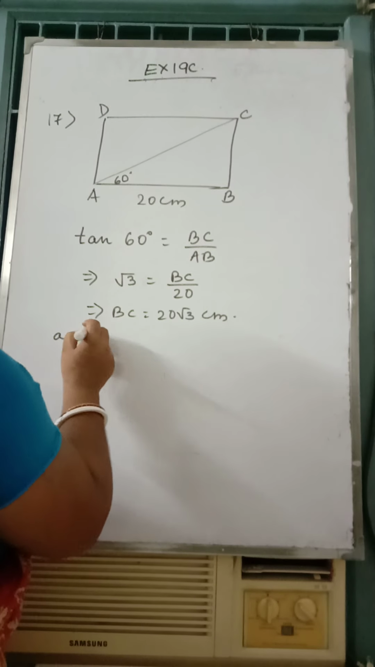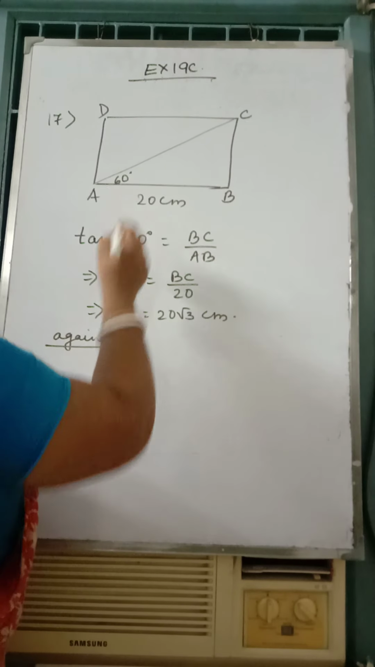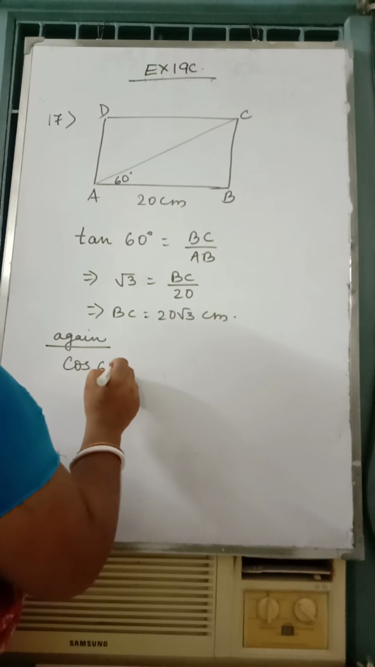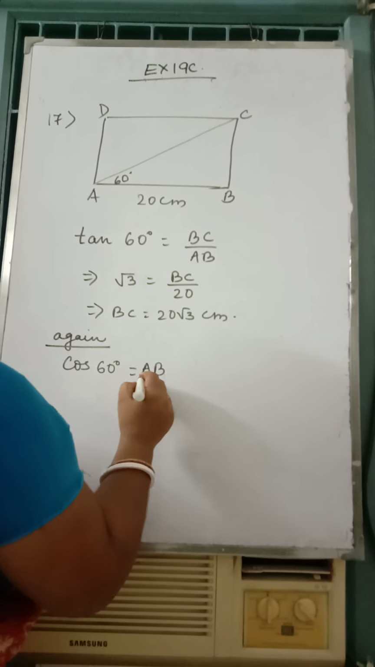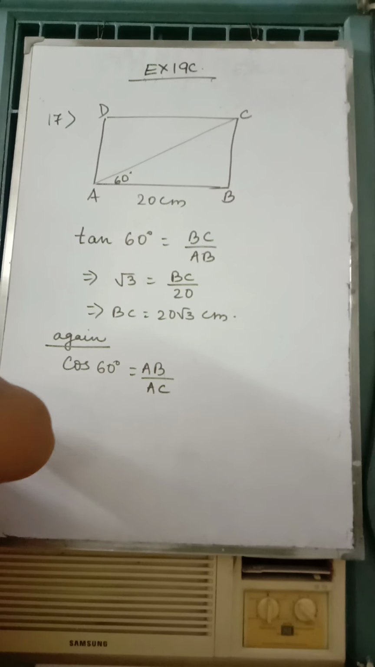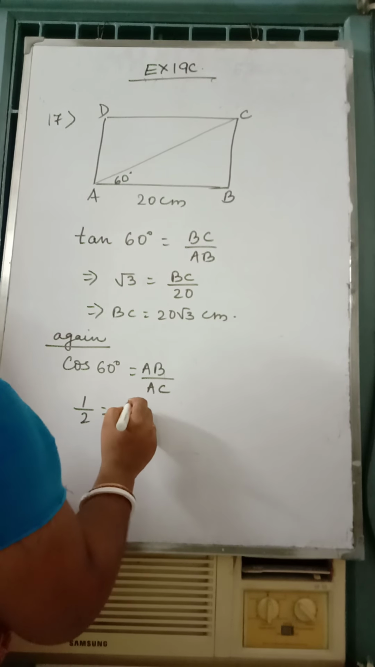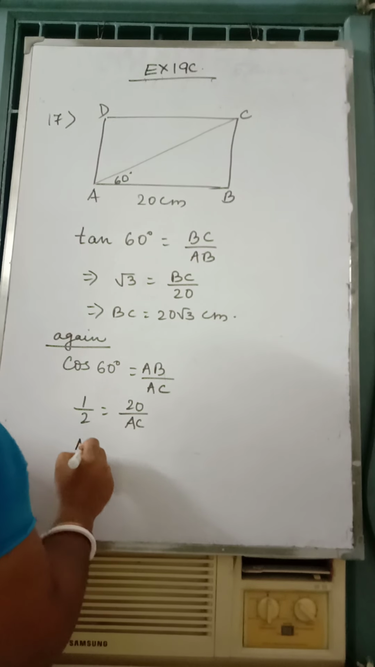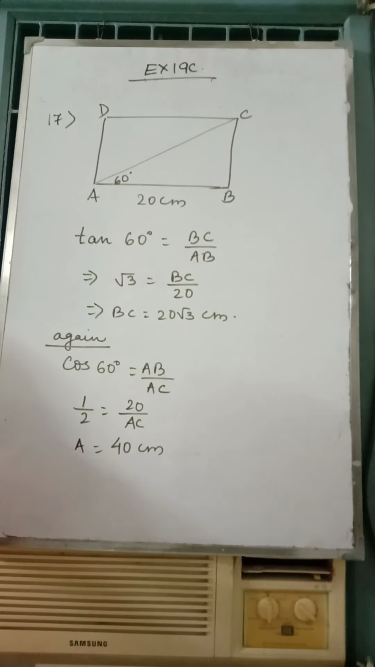Again, cos 60 degree is equal to AB by AC. Cos 60 degree value is 1 by 2 is equal to AB is 20 by AC, or AC is equal to 40 centimeter. We need to find this only.